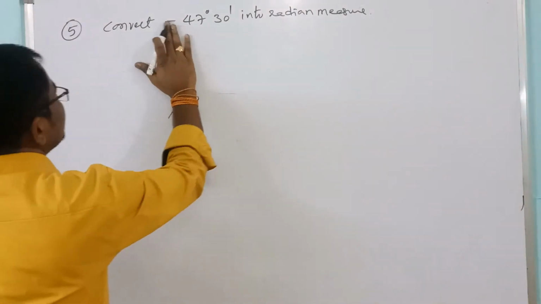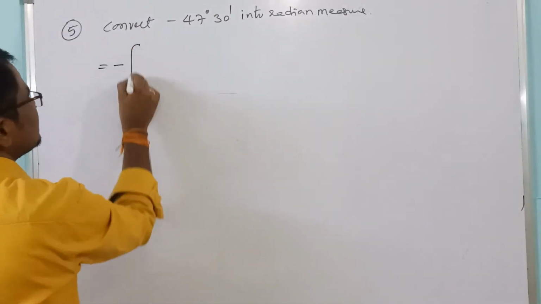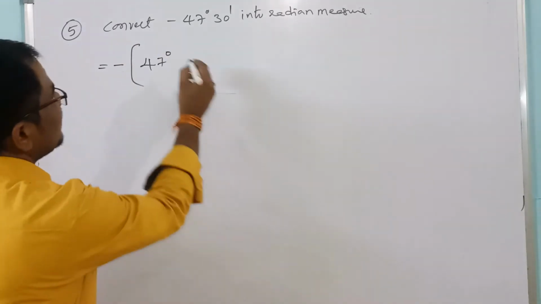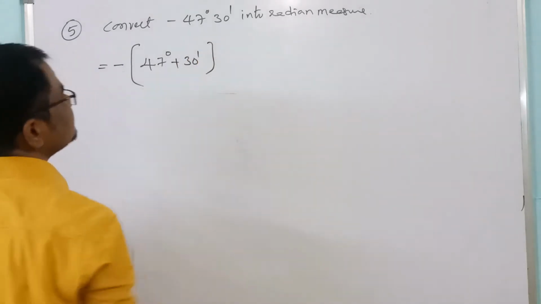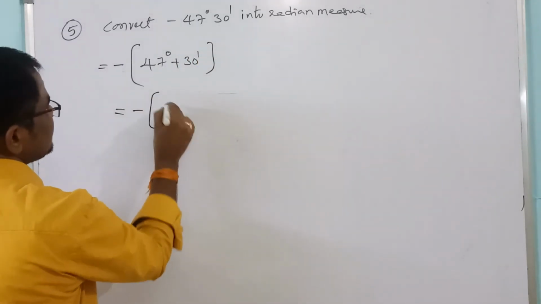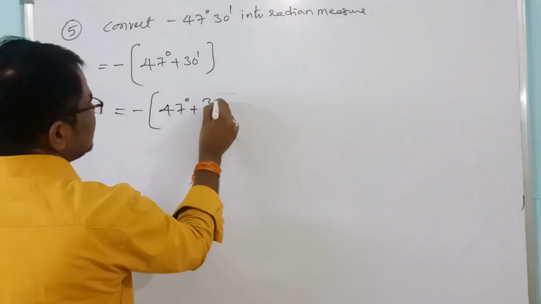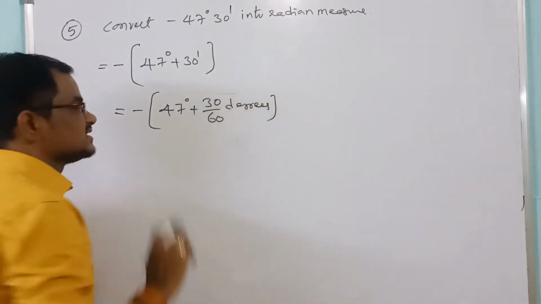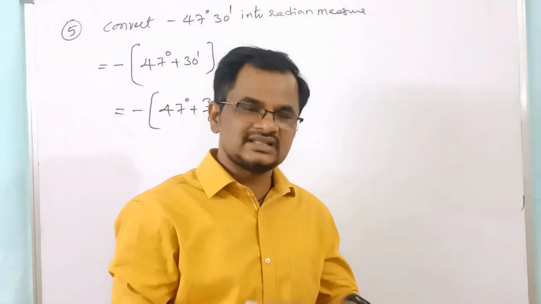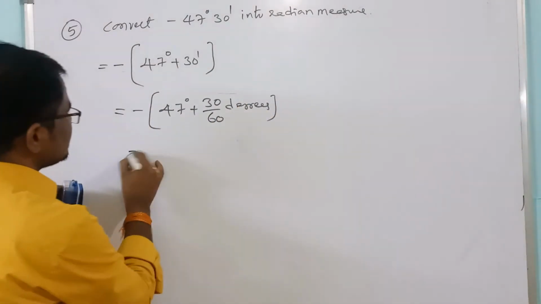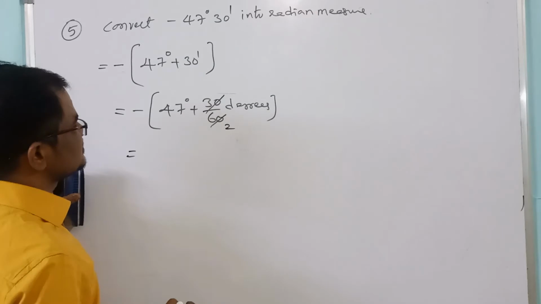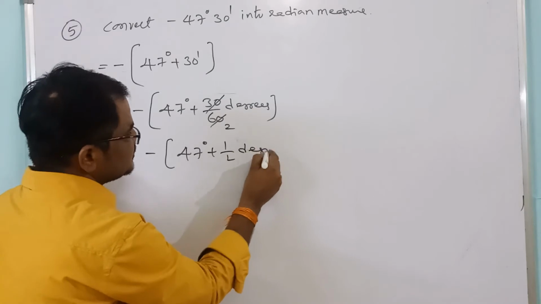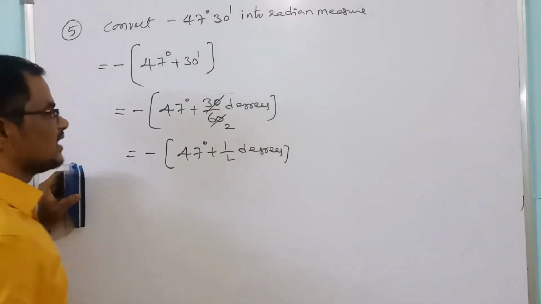So as it is, we have to take that. That is equal to minus, like the previous problem only, but an extra minus is there: 47 degrees plus 30 minutes. This can be written as minus 47 degrees plus 30 by 60 degrees, right? Minutes divided by 60, then it becomes degrees. Now that is equal to, 2 times, so minus 47 degrees plus 1 by 2 degrees, right? 30 minutes is equal to half degree only.